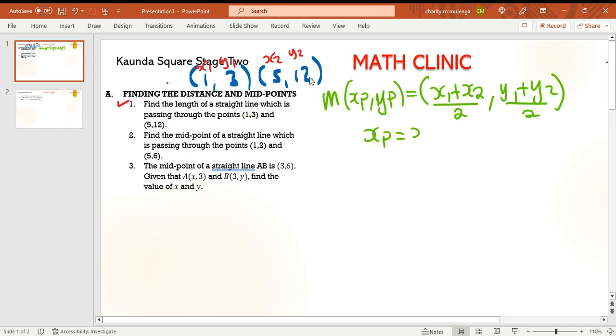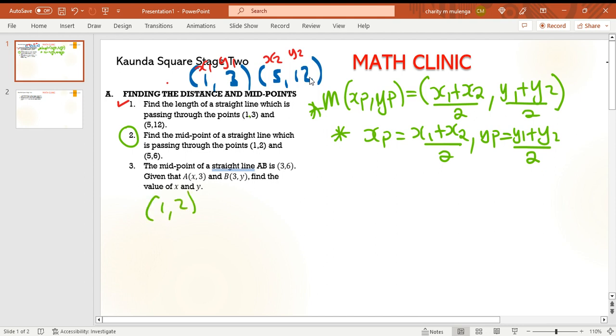So in short, the x midpoint is x1 plus x2 over 2. Then the y midpoint is equal to y1 plus y2 over 2. So these formulas are essential. So let's find the midpoint in question number 2. We're given 1, comma 2, and 5, comma 6. So to find the midpoint, we are saying 1 plus 5, remember x1 plus x2 divided over 2, then y1 plus y2 divided over 2.